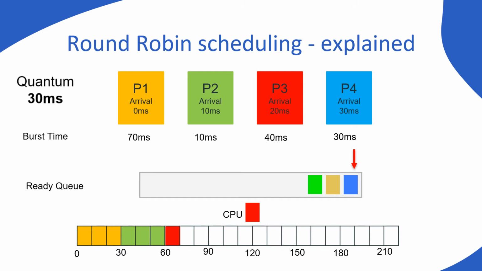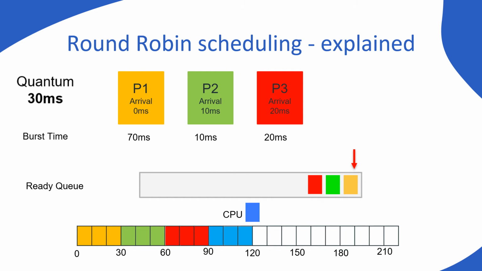P3 runs for 30 milliseconds and still needs to run 20 milliseconds afterwards. P4 runs for 30 milliseconds, completes its task, terminates and is not sent back to the ready queue. P1 is in the ready queue again and runs for 30 milliseconds on the CPU, but it still needs to run 40 milliseconds afterwards. The dispatcher sends P1 back to the ready queue.